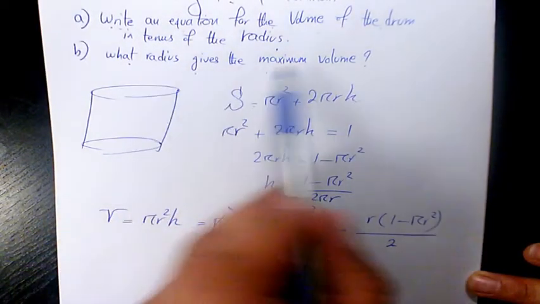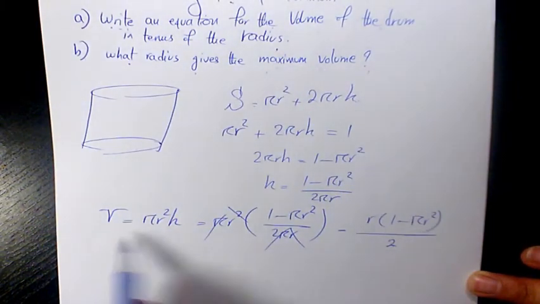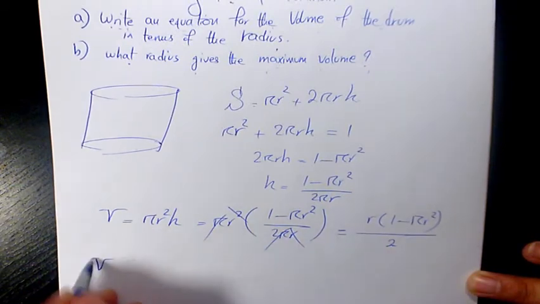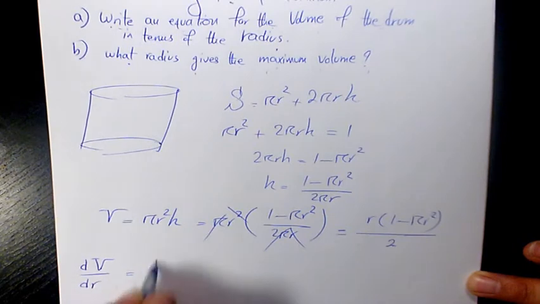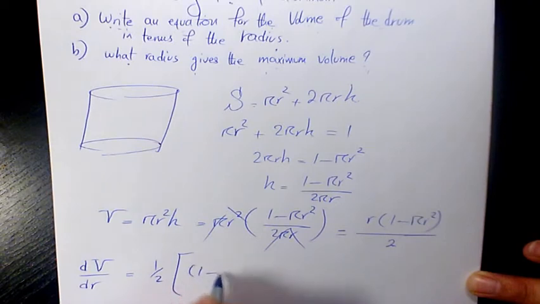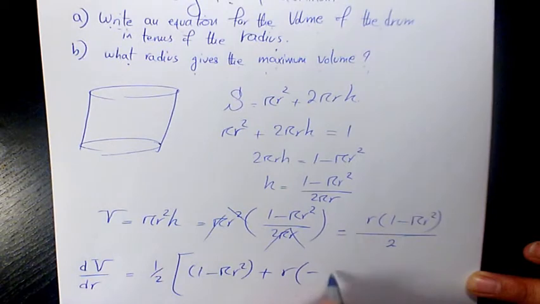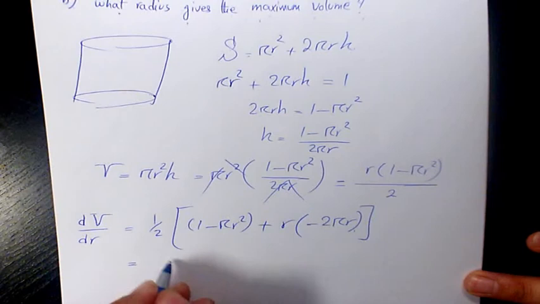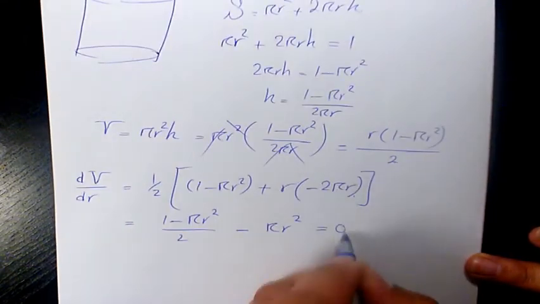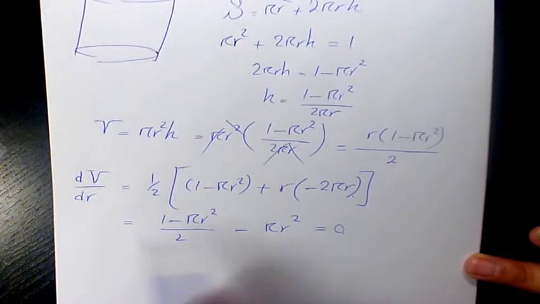And what radius gives maximum volume? We need to find the derivative with respect to r. So that's going to be 1 over 2 times the derivative of r times (1 minus pi r squared) plus r times the derivative of (1 minus pi r squared), which is negative 2 pi r. That's going to be (1 minus pi r squared) divided by 2 minus pi r squared equals 0, because for optimization the derivative is going to be equal to 0.